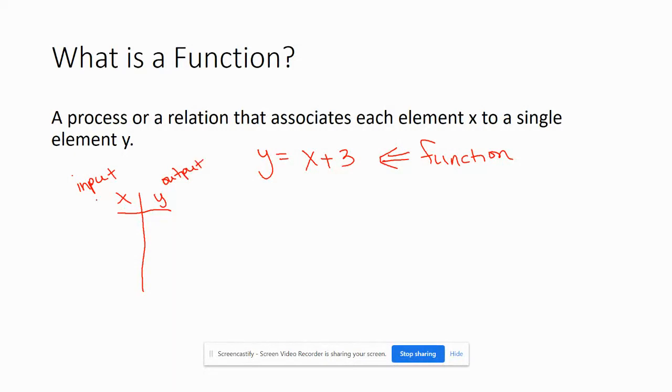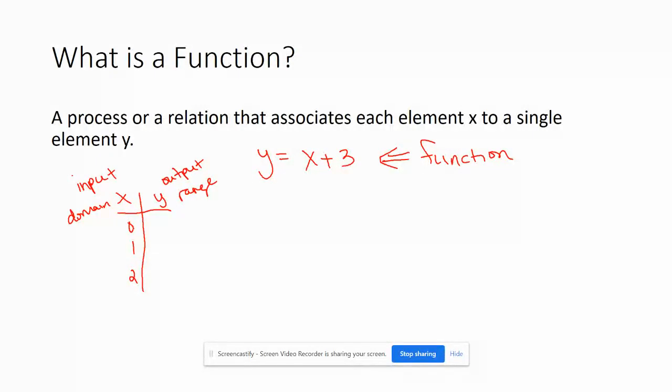Now, x is also known as the domain, and y is also known as the range. So I input an x, and a y value will come out. So let's come up with some random inputs. Let's say 0, 1, 2.